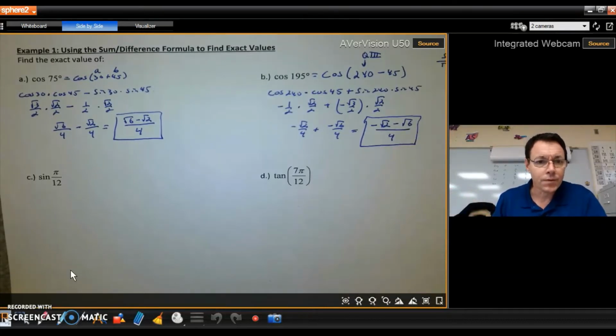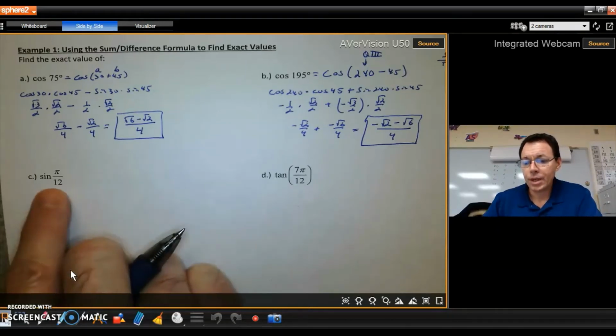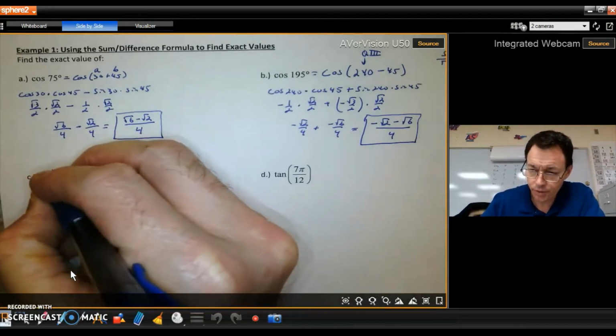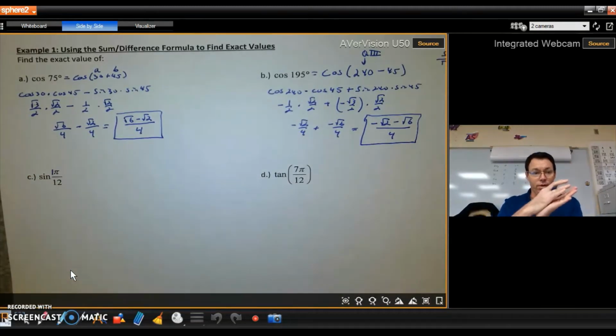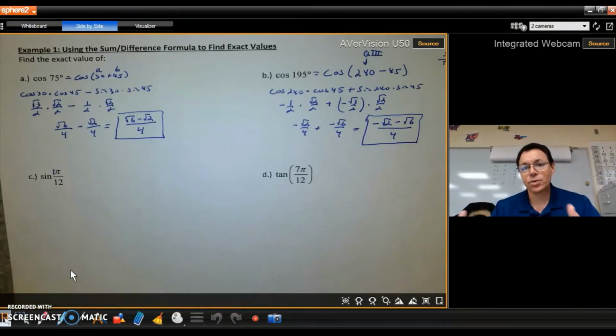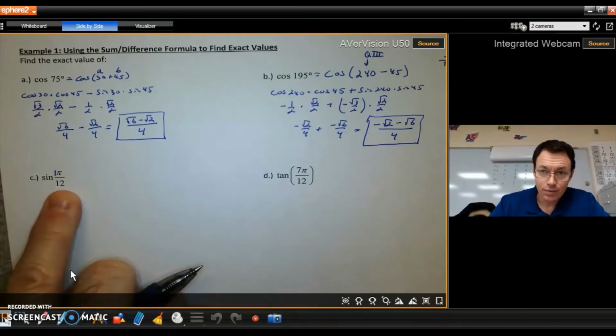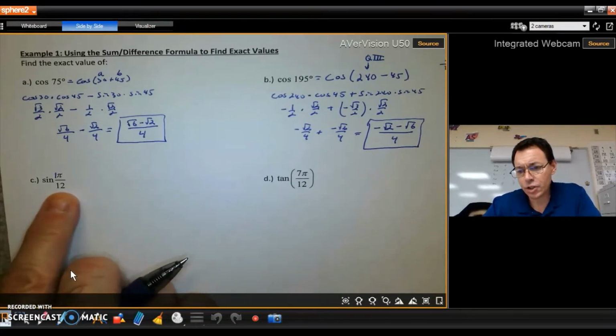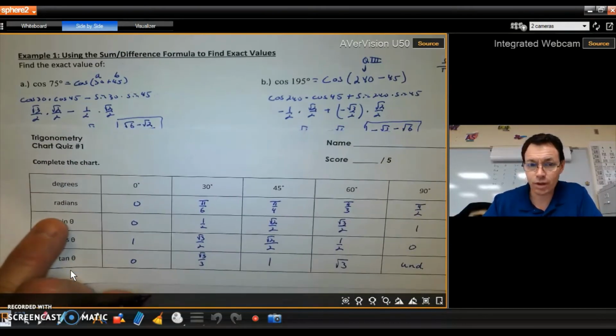Now, C and D are both in radians, so these are going to be a little trickier. So again, my goal is I need to think of this. This is 1/12. Now that's a very small fraction, 1/12. I need to think of that as two numbers that are either being added together or subtracted. Hint, if you have an angle that small, the only way to get there is by taking two numbers and subtracting them from each other. I need to think of two numbers that will subtract from each other. They have to have a common denominator, so they're both going to have 12s in the denominator. You'll notice nothing on our chart has a 12, though.